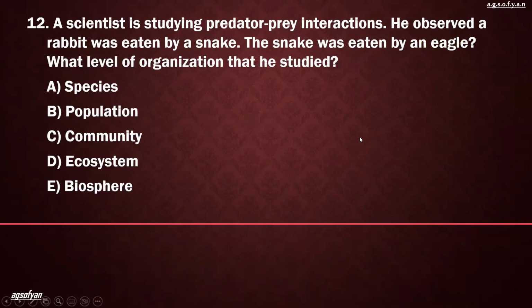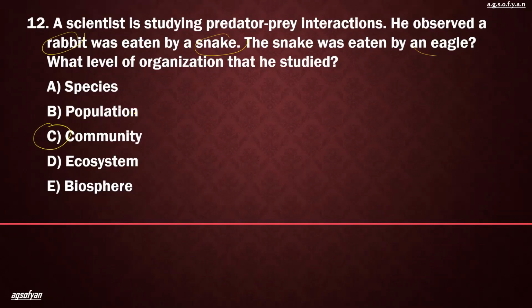A scientist studying predator-prey interaction observed a rabbit eaten by a snake and the snake eaten by an eagle. What level of organization did he study? He just studied living things, which are the rabbit, snake, and eagle, and did not study anything else. They are all living things of different species. It's a community.